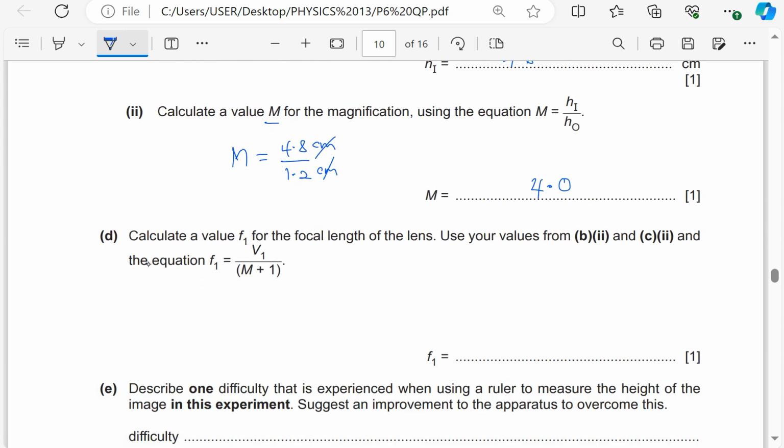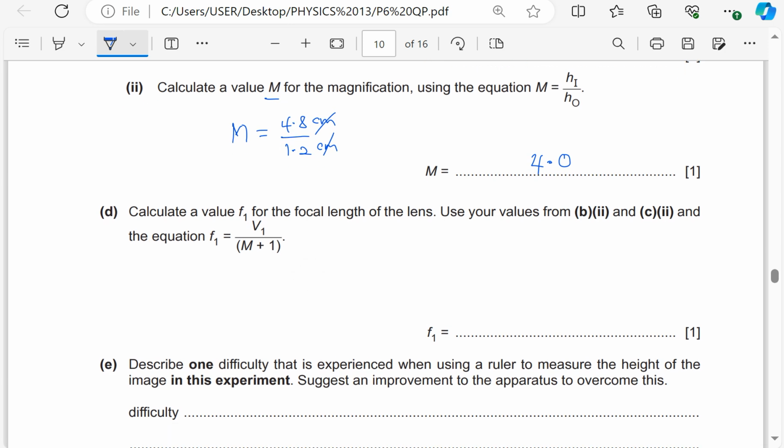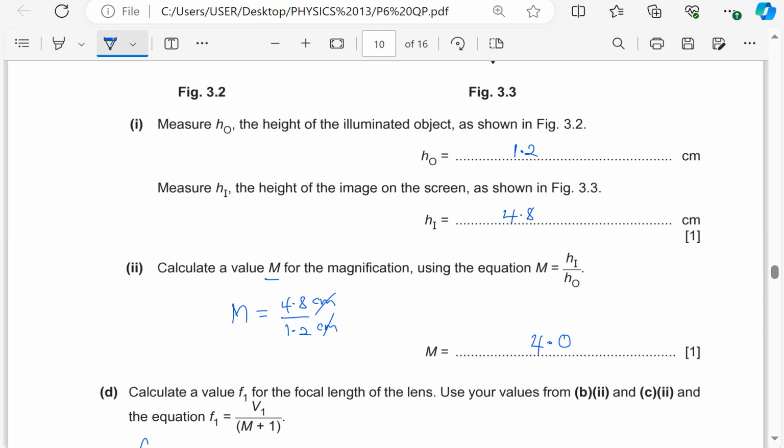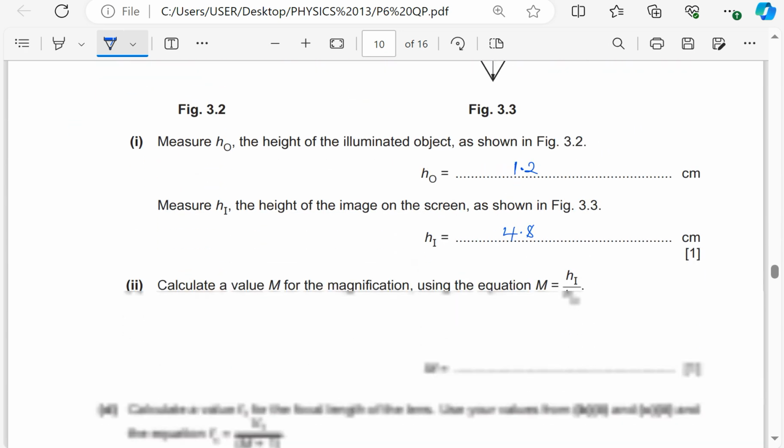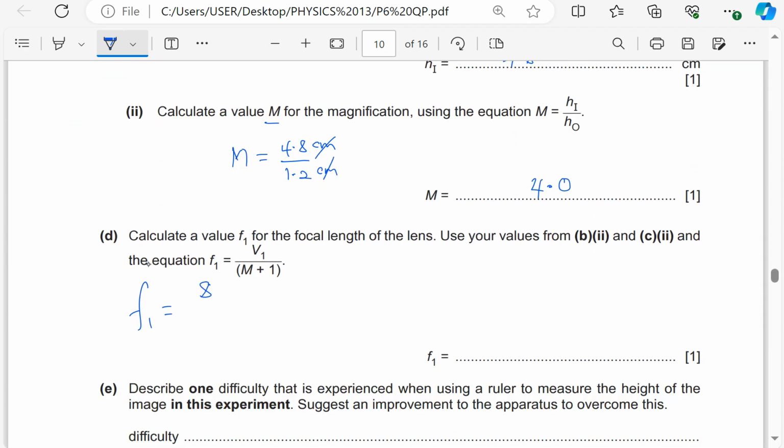Calculate a value f1 for the focal length of the lens. Use your values from B Roman 2 and C Roman 2, and the equation f1 is equal to v1 over m plus 1. So f1 is going to be v1. I think we got v1 as, was it 80? Yes, v1 is 80 centimeters divided by m, which is 4.0 plus 1. So that is 80 divided by 5. I think this is 16. So that is going to be 16 centimeters.